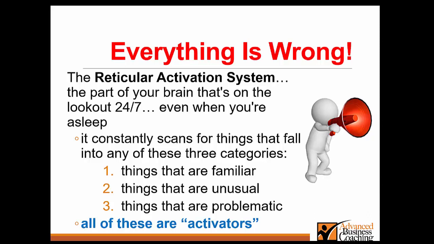And by the way, whatever those familiar, unusual, or problematic things are, we call them activators. In short, your brain, on a subconscious level, is constantly on the lookout for activators. It's searching for things that are familiar, things that are unusual, things that are problematic. In other words, things that demand a conscious response. Whenever it finds one, it pokes your conscious brain, snaps it out of the downtime sleep mode that it's in, and puts it into uptime alert mode.